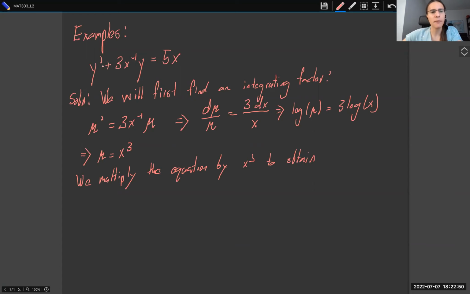And then I know that I'm going to get a factorization here. So the factorization in particular is going to be x cubed y prime. And I can just write out what that's going to be. That's going to be x cubed y prime plus 3 times, if I multiply this term by x cubed, it's going to give me x squared y, right? So that's just this side multiplied by x cubed. And then I have to multiply this side by x cubed to get 5x to the power of 4.